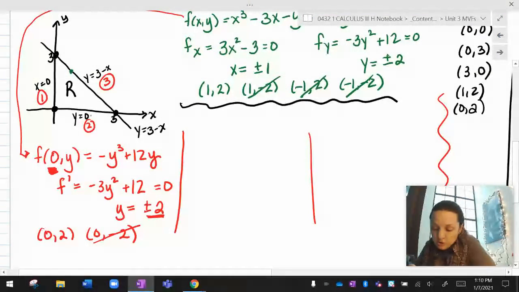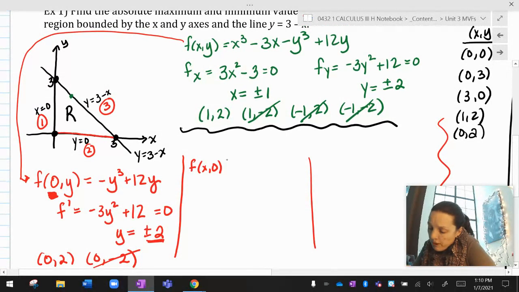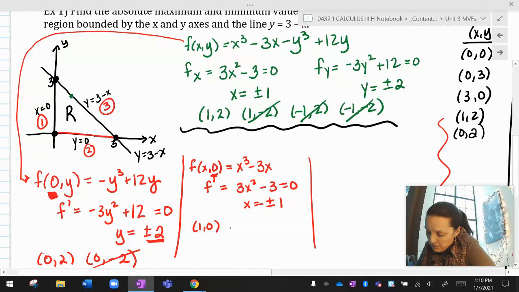Now on to edge number 2. Edge number 2 is the edge y equals 0. So that would be f of x, 0, which means all my y stuff would disappear. x cubed minus 3x. I want to know when the derivative of that equals 0, which is when x equals plus or minus 1. y is the one that's 0 this time. But my region only includes positive values of x and y up to 3, so that thing's out, and I need to test (1, 0).